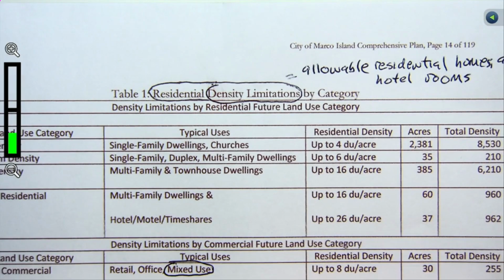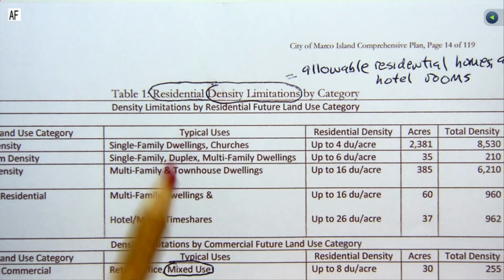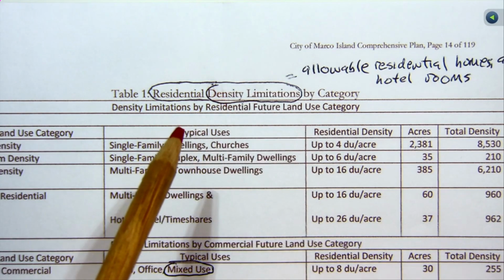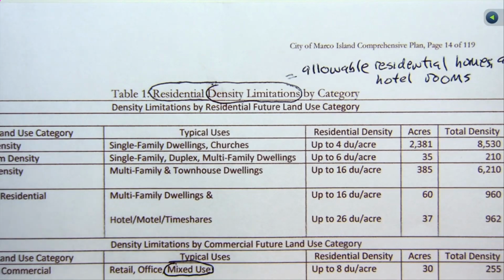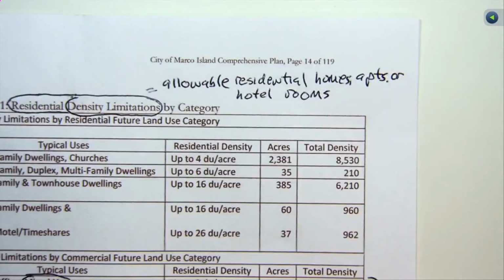Okay, stop. All right, so the name of this table is residential density limitations. Really what that means is allowable residential homes, apartments, and hotel rooms. So if you look at the 22,775, essentially what that's saying is you can build on Marco Island 22,775 homes, apartments, or hotel rooms. It's really a composite of all the different kinds of dwellings.